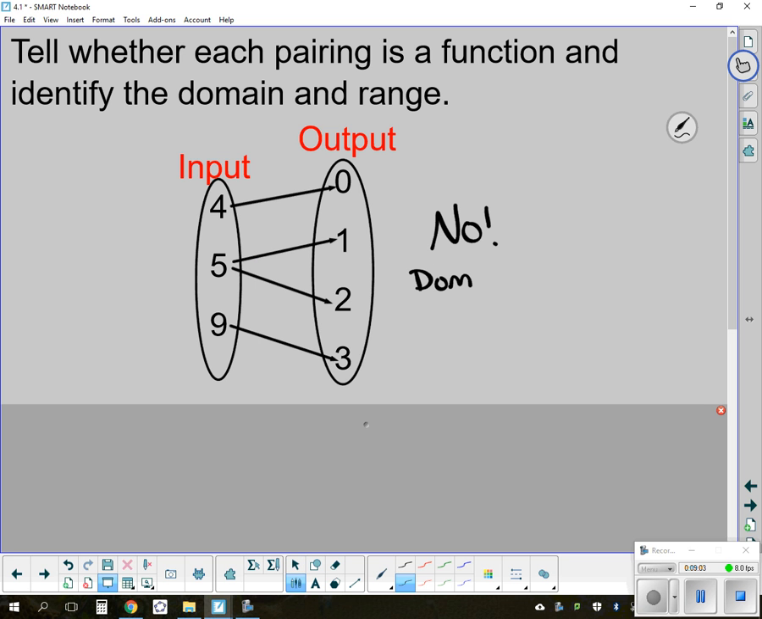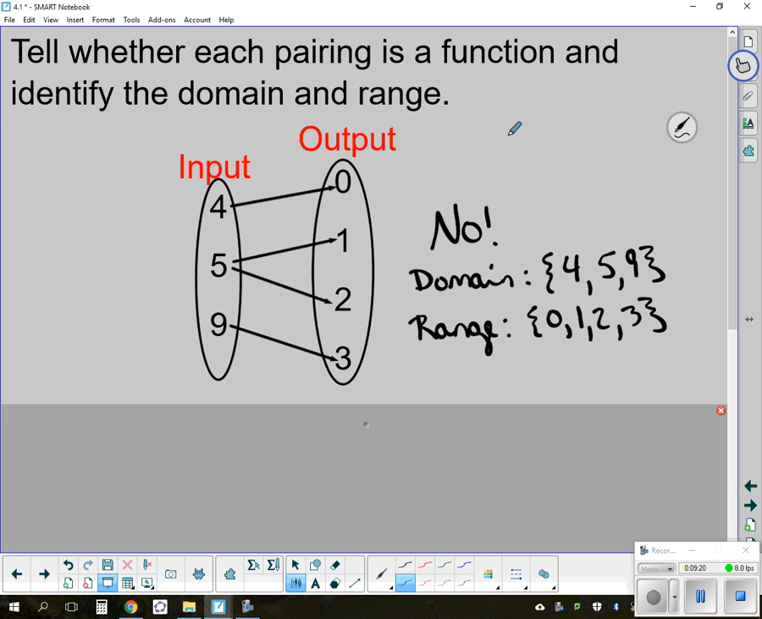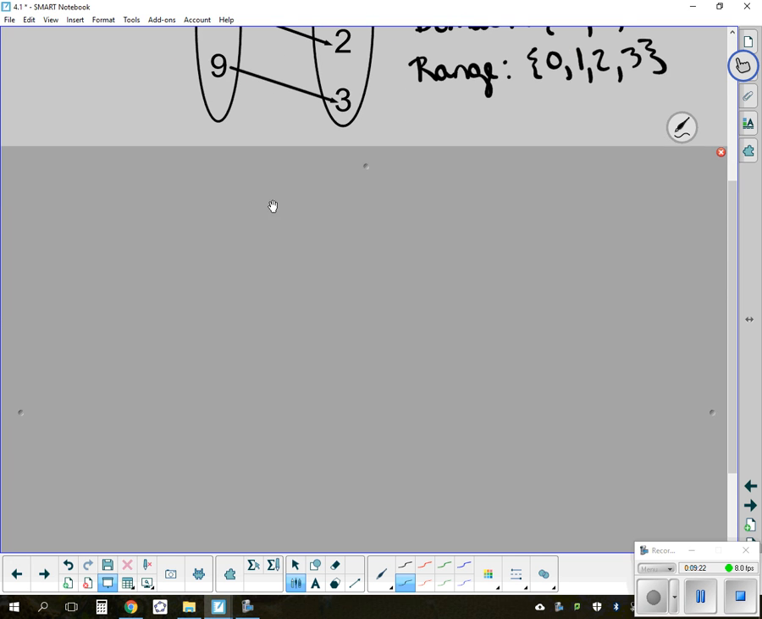Okay, we can still list the domain though. The domain, of course, is your input, your x values, so 4, 5, and 9. And your range is your y values, your outputs, which would be 0, 1, 2, and 3. Curly brackets using set notation there.